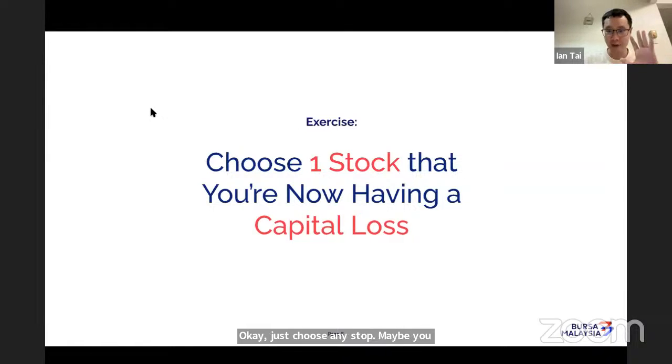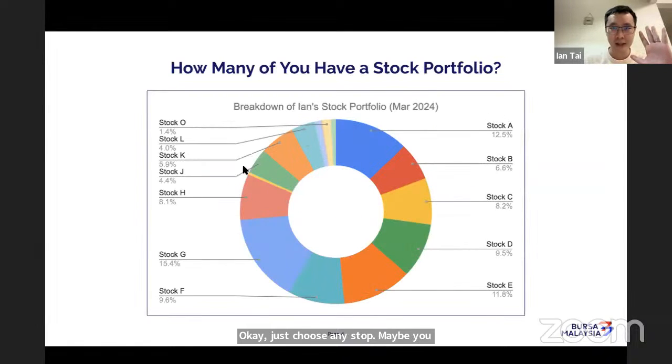Maybe you have 10 stocks, like for example, here I have about 15 stocks. Maybe one of them I'm incurring a capital loss on. Choose that one. Choose the one that you want to do the exercise with today. Just pick one stock and that's it.